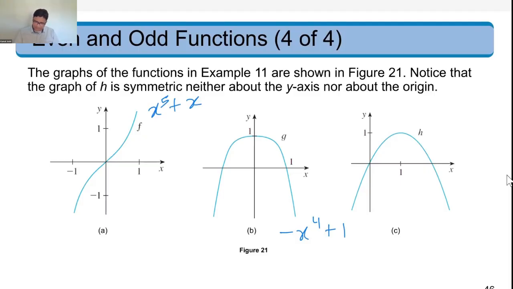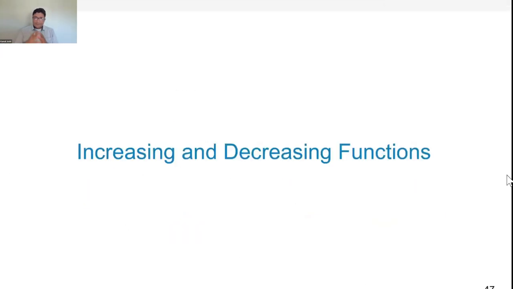And the last one is here, which is neither odd nor even. And how do you know that? Now, if you look at the y-axis, the two sides are not mirror images. If you try to look through the origin, what about this point here? If it was an odd function, its counterpart should have been here, right? Which is not there. So it's neither odd nor even. You can try to determine that graphically also.